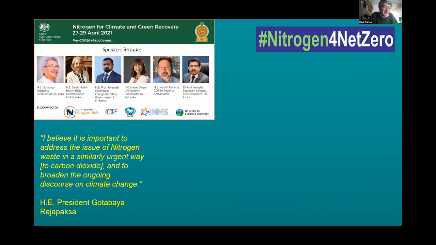So let's finish in terms of going forward. What we're doing is raising awareness, bringing science to the table with policymakers. We're having a discussion, particularly with Sri Lanka taking the lead globally at present. And here's a comment from the president of Sri Lanka: "I believe it's important to address the issue of nitrogen waste in a similarly urgent way to carbon dioxide and to broaden the ongoing discourse on climate change."